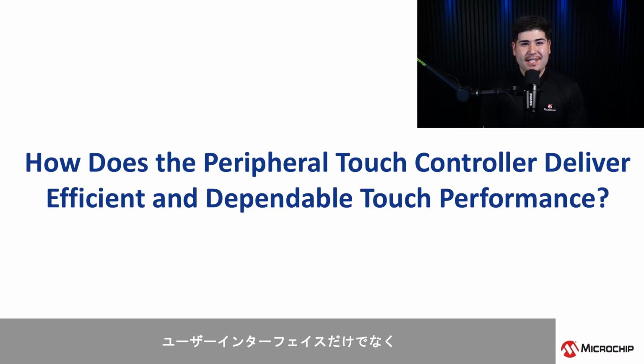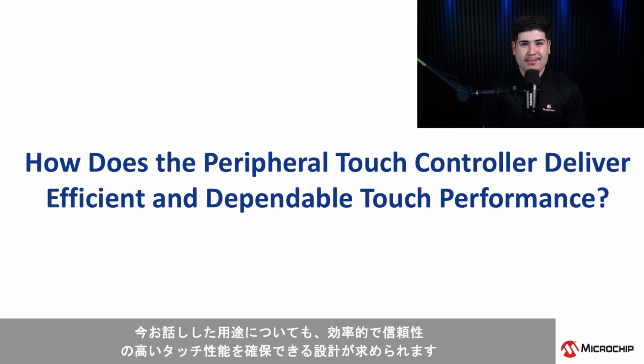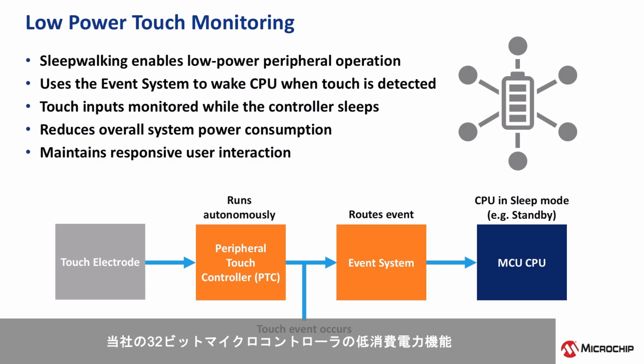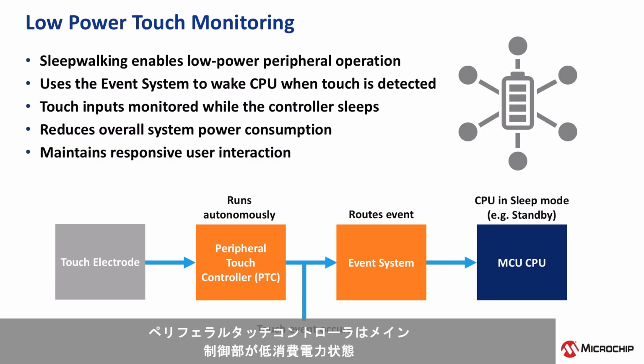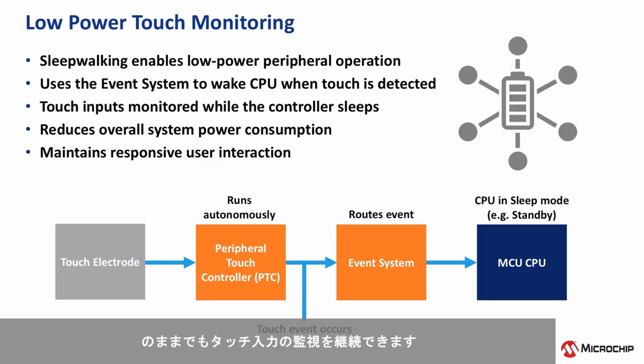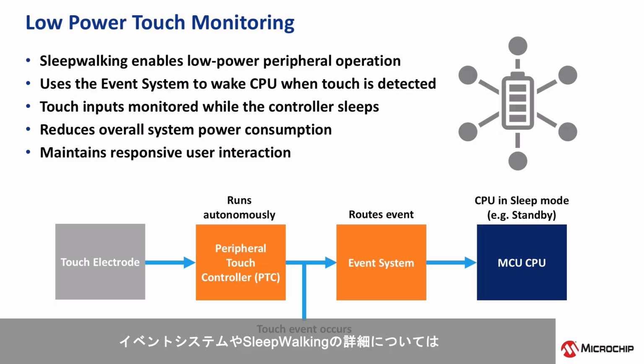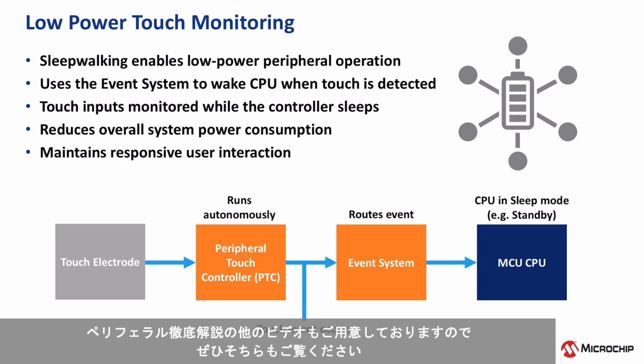Beyond the user interface, these applications that we just talked about must also be designed for efficiency and dependable touch performance. So let's talk about how the Peripheral Touch Controller helps with that. When paired with low-power features on our 32-bit microcontrollers such as event system and sleepwalking, the Peripheral Touch Controller can continue monitoring touch inputs while the main controller remains in a low-power state. This helps reduce overall system power consumption without sacrificing responsiveness. For more information on the event system and sleepwalking, we'll also have peripheral deep dive videos on those, so be sure to watch those ones as well.